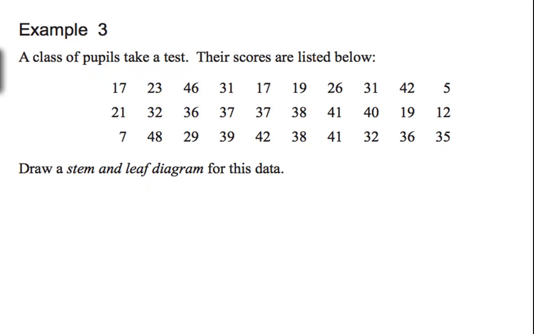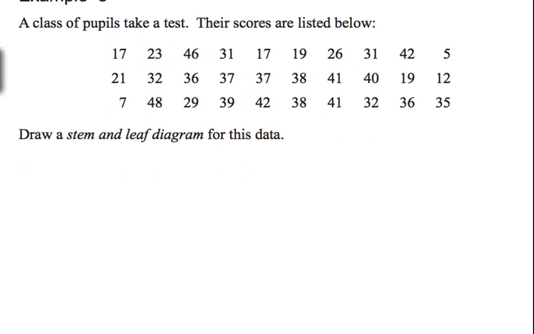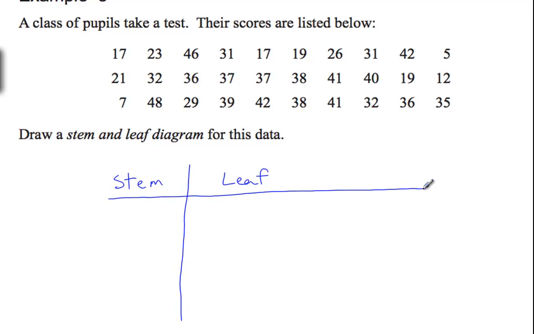Example 3. A class of pupils take a test, and their scores are listed below. So we have 1, 2, 3, 4, 5, 6, 7, 8, 9, 10 times 3. We have 30 scores. Draw a stem and leaf diagram for this data. Okay, so stem and leaf, they function like this. We'll have one column for the stem, and one column for the leaf. And what we do is we decide which one represents what value.